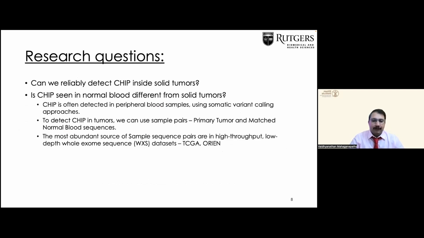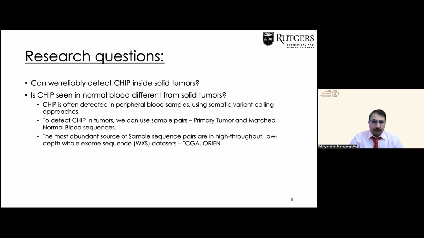The first one was, can we reliably detect CHIP inside solid tumors? Because most of the studies look at blood. And if we actually can, then is the CHIP that we see in the normal blood going to be different from solid tumors, given what we saw in those 100,000 tumors?